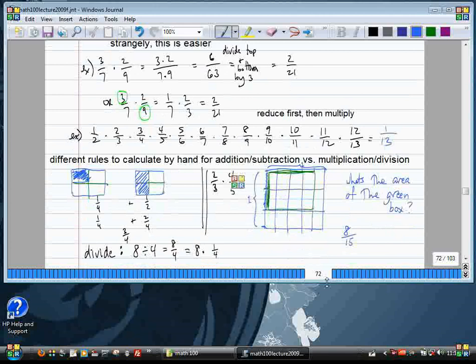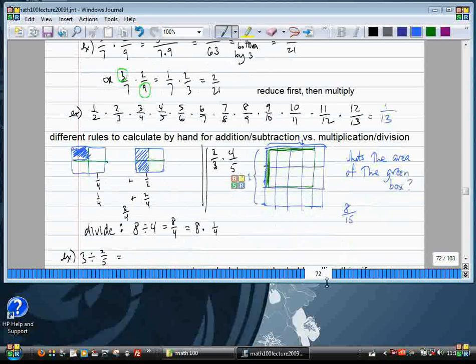Okay. So what I want to do is I want to use this example to convince you of that technique that we always use. 3 divided by 2/5. What are we going to do in order to make this a problem that we like doing? Right. So we all remember the technique, but why are we doing this? Well, what did we just show? We just showed that 8 divided by 4 is the same as 8 times 1/4. Well, where did the 1/4 come from?